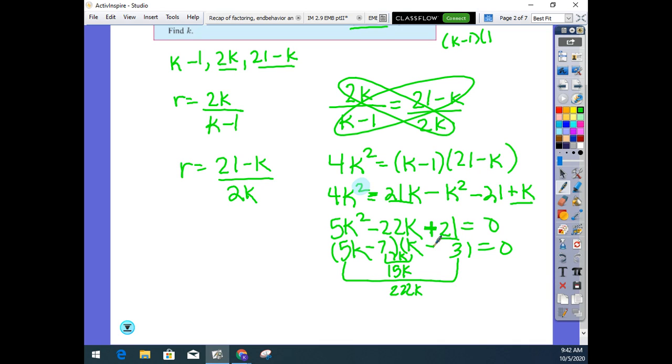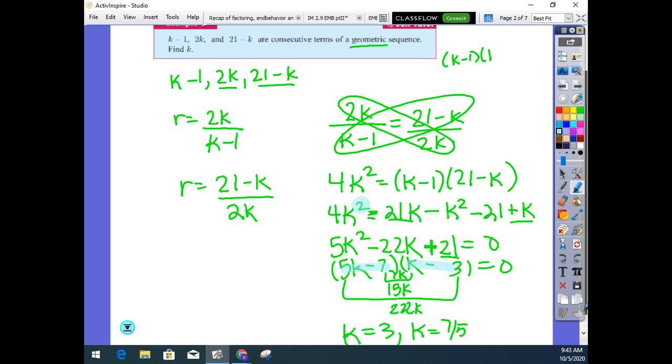Now I need to solve for k. K equals 3, and k equals 7/5. Those are my 2 values that make each factor equal, make the equation equal 0. Now, always go back, notice the directions. Sometimes it'll make you plug it back in and find the sequence. This just says find k, and so we did.